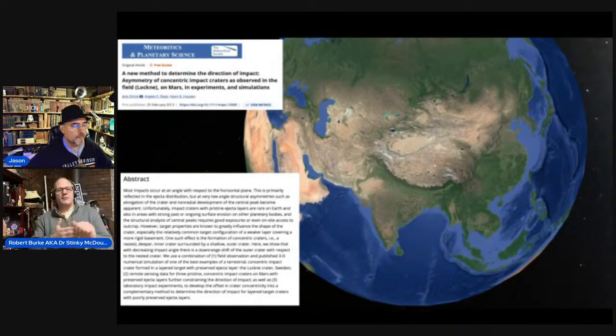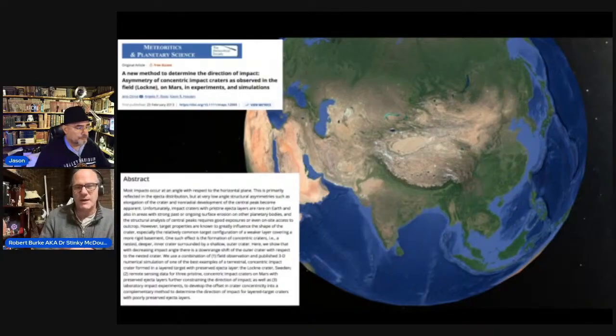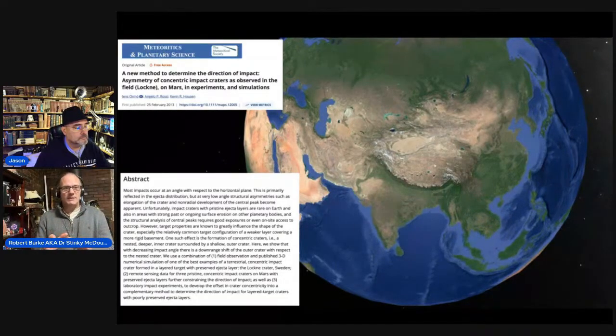So there's a research journal called Meteoritics and Planetary Science. Back in 2013, they published a paper called A New Method to Determine the Direction of Impact. What they were trying to do is determine, if a meteor impacted the Earth, what should we be looking at?